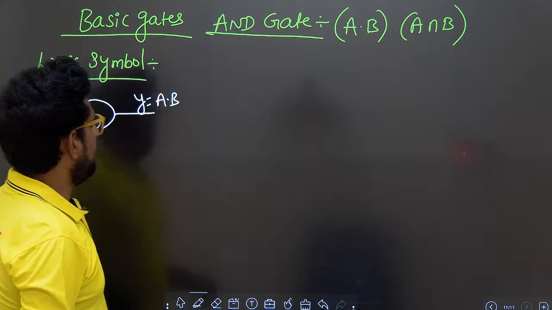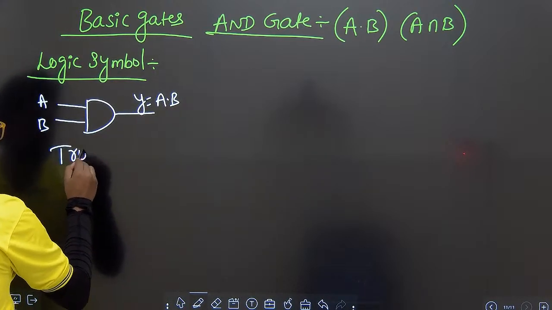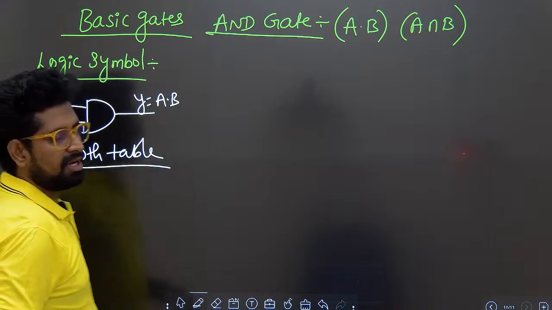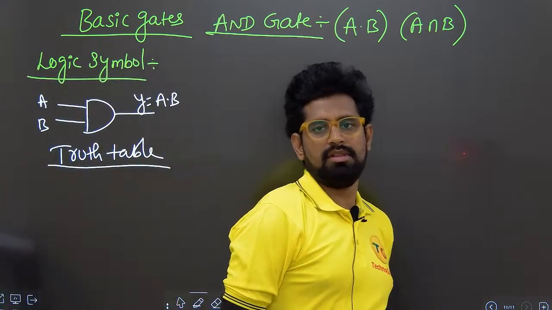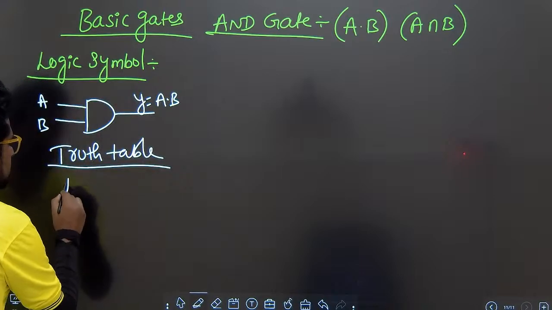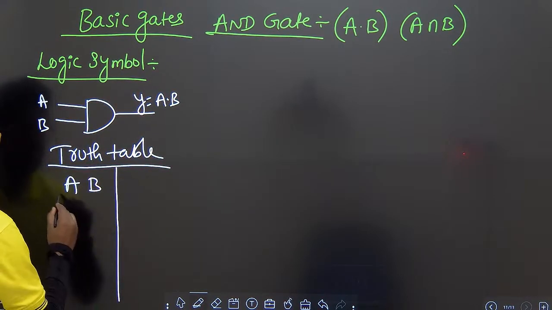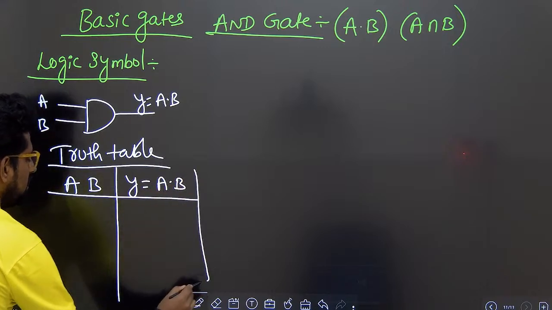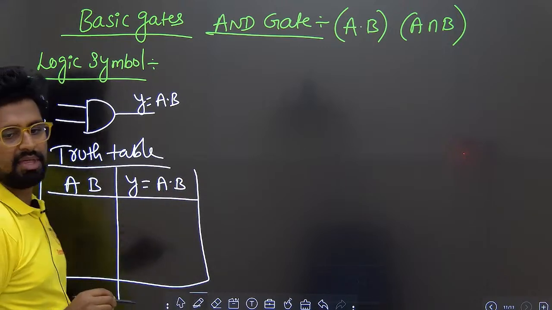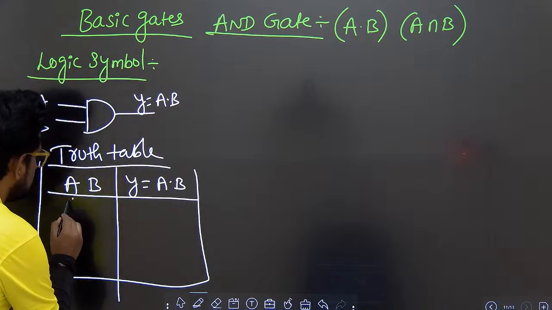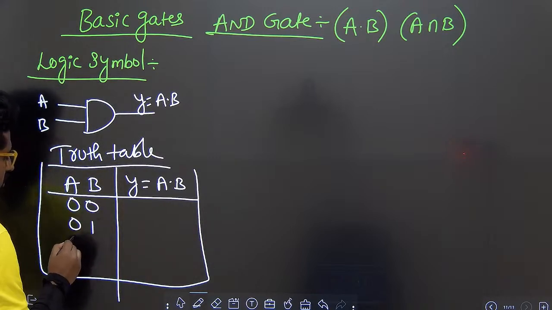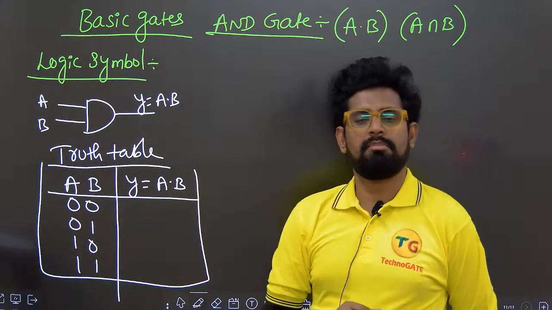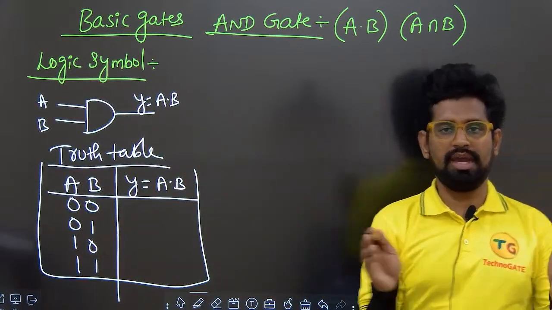Now let us write the truth table. Truth table will give the relation between input variable and output variable. So the input variables are A, B and the output variable Y is equal to A and B. So the possible combinations here are 0 0, 0 1, 1 0, and 1 1. So these four are the possible combinations.